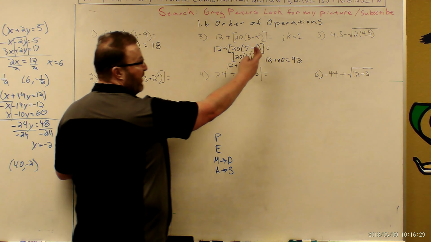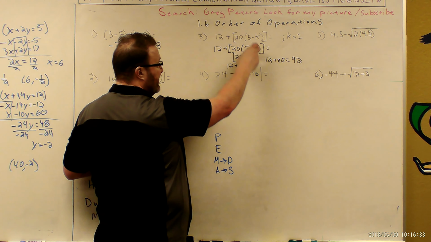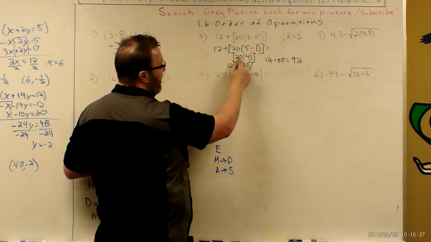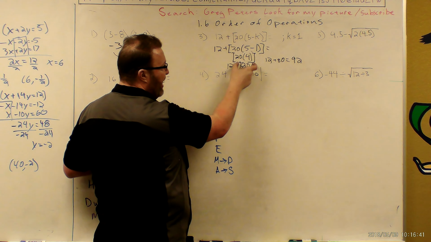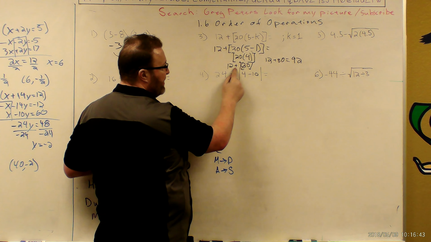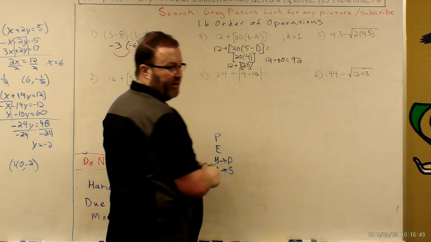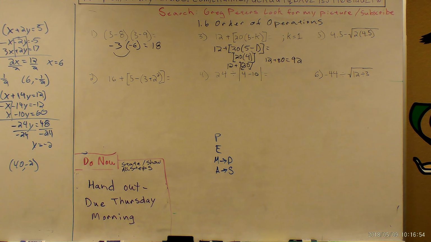Then from there, we do inside the parentheses, 5 minus 1, which is 4. It's still parentheses, so it's multiply here. So 4 times 20 is 80. This bracket's still here because we haven't done anything with it, but this is plus, nothing to multiply here, so it just becomes 80. 12 plus 80 equals 92. Any questions on that one?